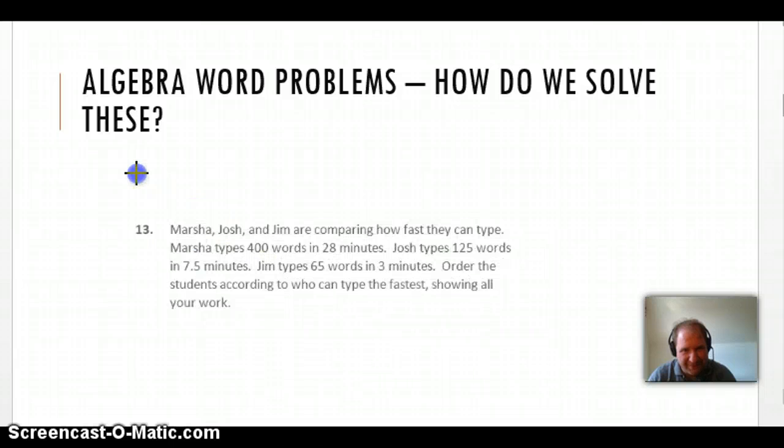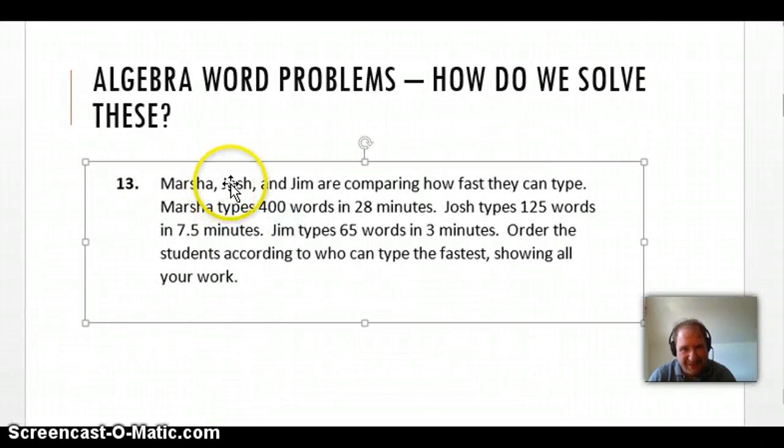Here's an example I got from a recent algebra assignment. Marcia, Josh, and Jim are comparing how fast they can type. And then, whoa, how do you solve this one? Well, it's kind of easy once you figure out words per minute. You go by the average. 400 divided by 28, 125 divided by 7.5, 65 divided by 3. You'll get the answer. I won't tell you what it is here because this was in last pod's math class.